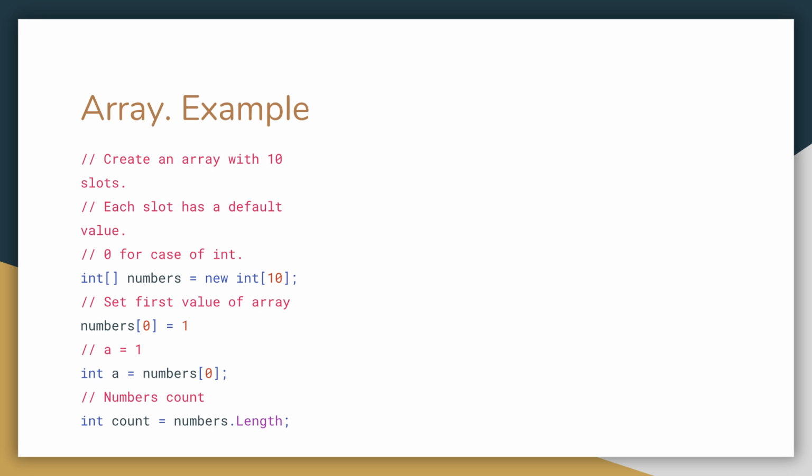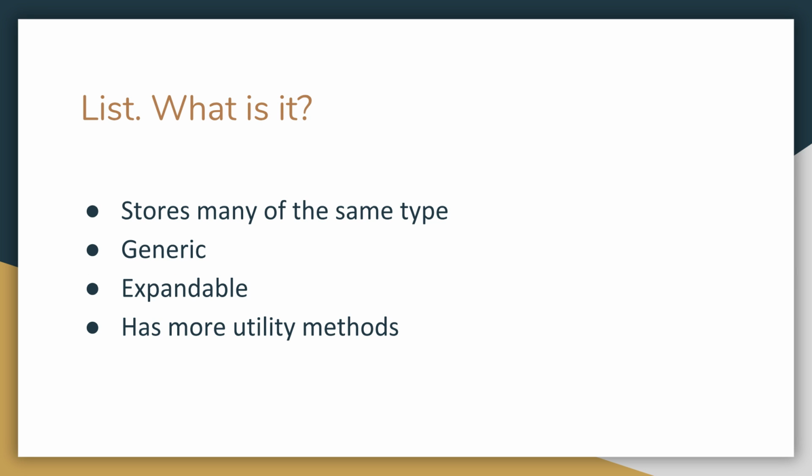Right, now let's move on to the next very common way of storing many of the same type. So it's a list. It's a generic structure which does pretty much the same as an array except quite differently. It probably has an array under the hood. I mean, it has to have an array under the hood.